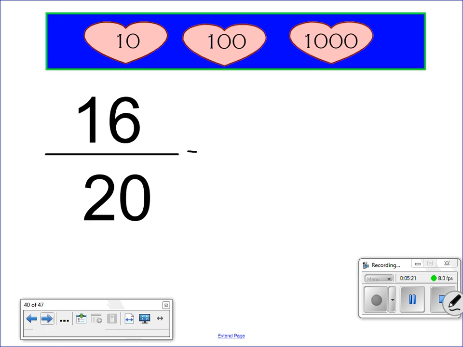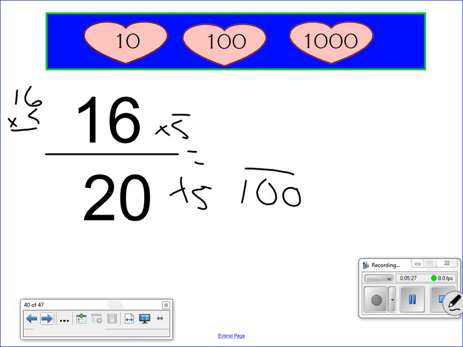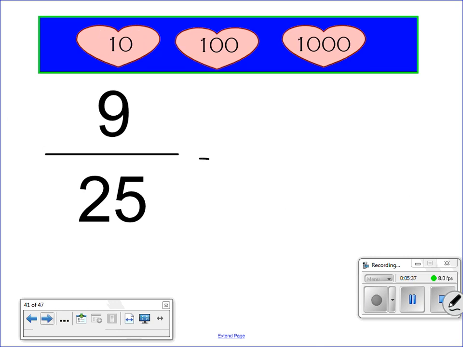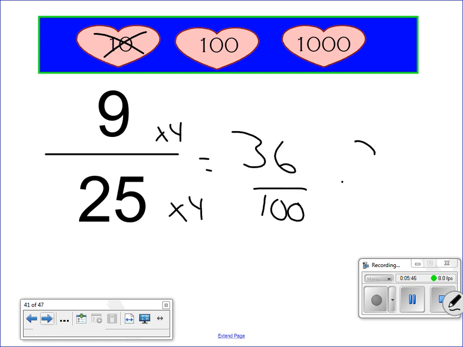Can this go into 100? Can. Times 5 times 5. 16 times 5 gives me 80. 80 over 100. 0.80. Can't go into 10. Can it go into 100? It sure can. Times 4 times 4. 36. 36 hundredths. I'm moving fast today.